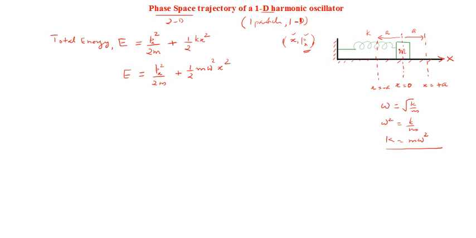And I need the position coordinate. When I write half kx square, I have the position coordinate x there. So can't you see that this equation has both the position coordinate and the momentum coordinate? Now it is easy. Let me rearrange this expression to get a standard equation. Let me call this equation number 1, and divide throughout by E on both sides.